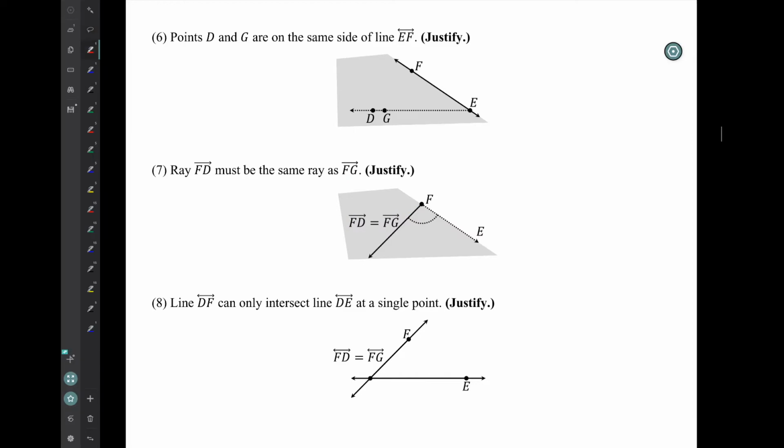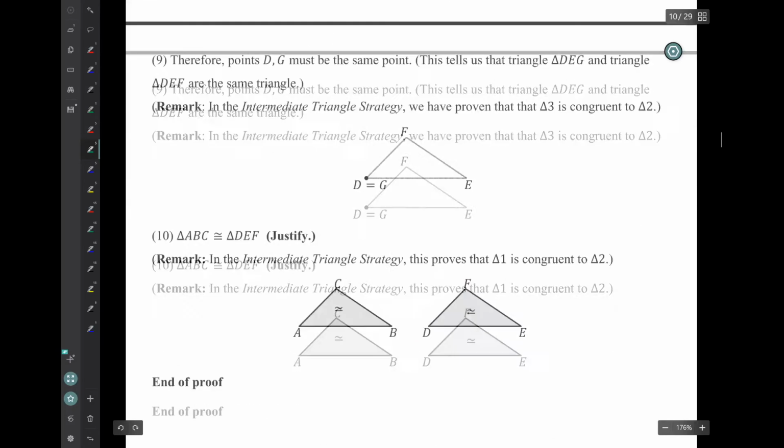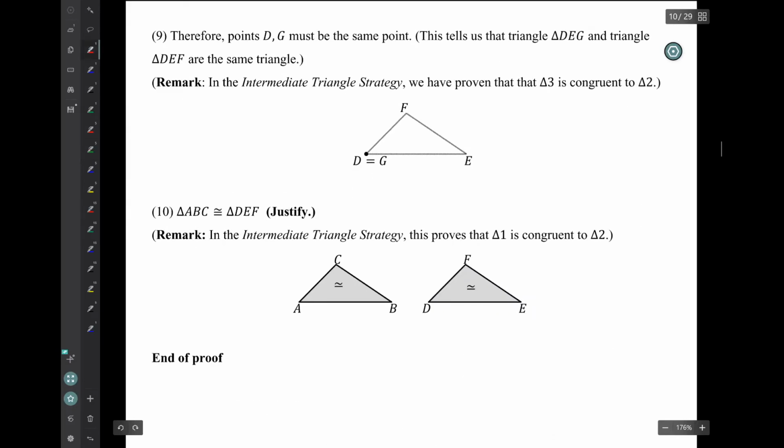Statement 8 says line DF can only intersect line DE at a single point. That is, this red line can only intersect this green line at a single point. You'll justify that. Statement 9 says, therefore, points D and G must actually be the same point. Now there's a typo here. This statement 9 essentially tells us that this triangle GEF and that triangle DEF are the same triangle.